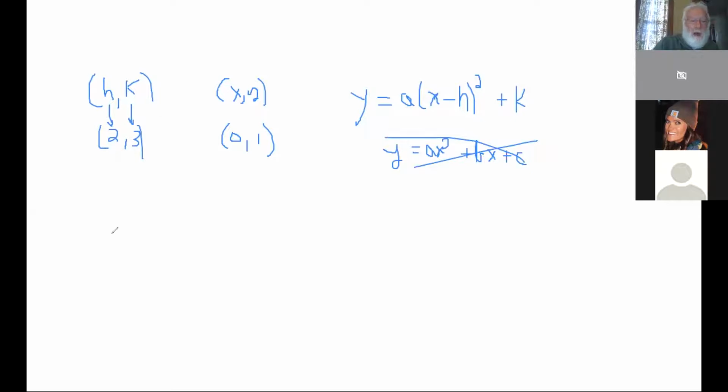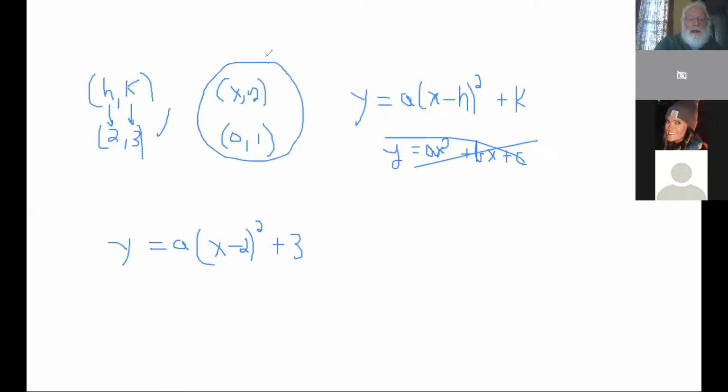And I see right away that I can plug in the vertex. I can plug in H. H is 2, square it. And then K is 3. Okay. Now, I've used this piece of information, so probably I'm going to have to use this one. And any ideas on what to do next?